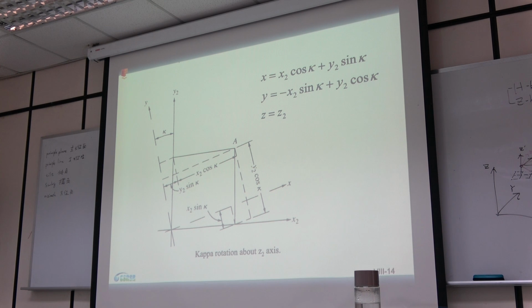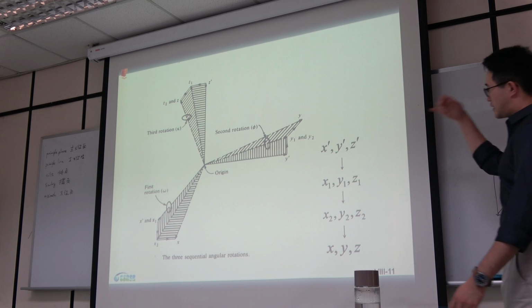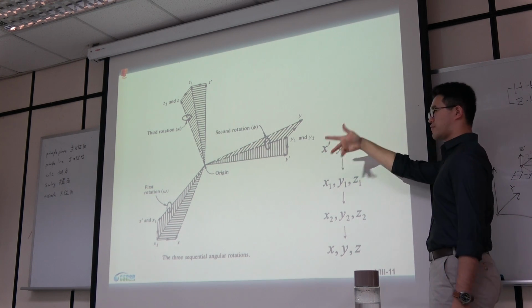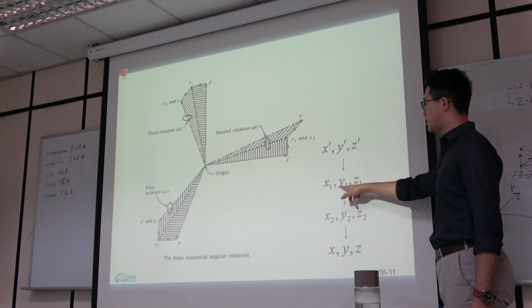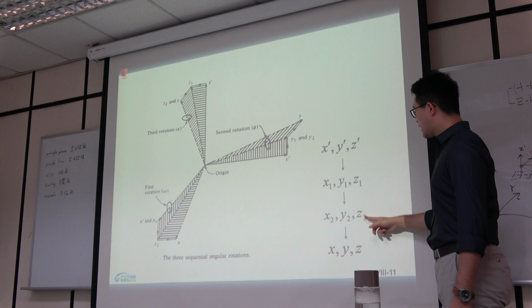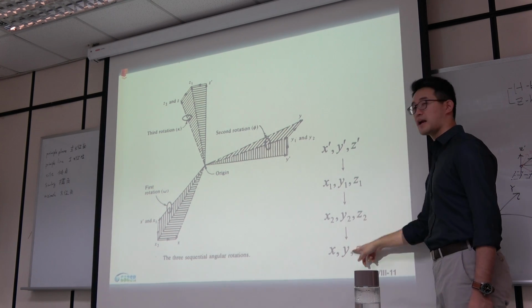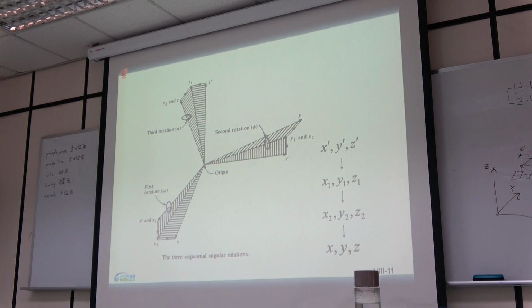Okay, so basically what I'm trying to say is this calculation starts from x1, y1, z1, which is the vertical photo coordinate system. After you rotate omega, then you have x1, y1, z1. And then you rotate phi, then you have x2, y2, z2. And you rotate kappa, then you have x, y, and z. Okay, that's the case. Should be easy to understand.